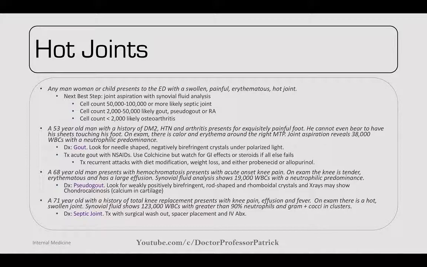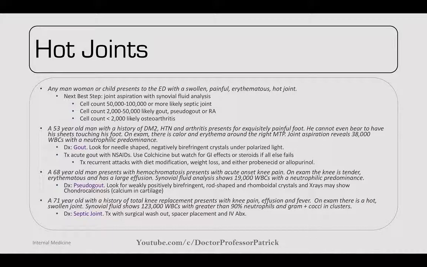You can treat gout with NSAIDs. You can use colchicine, but you have to watch for GI side effects, and steroids if everything else fails. And you can treat recurrent attacks with diet modification, weight loss, and either probenecid or allopurinol. You do not want to start either of those in the acute phase.